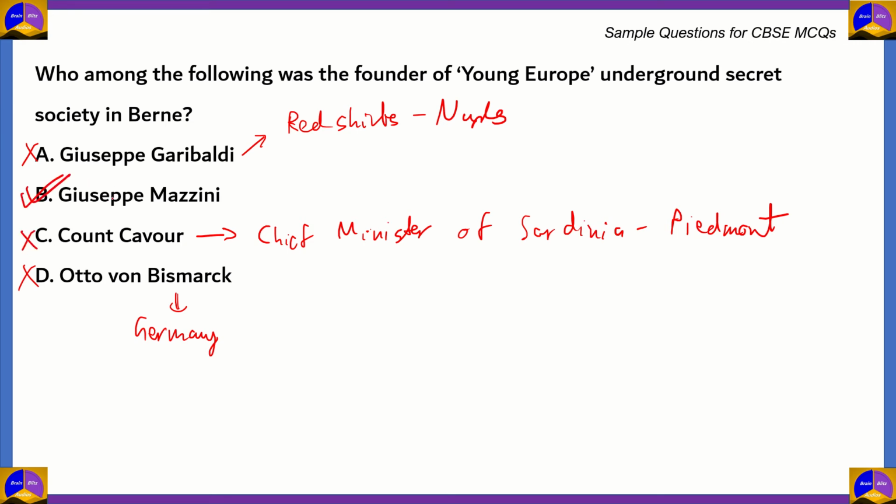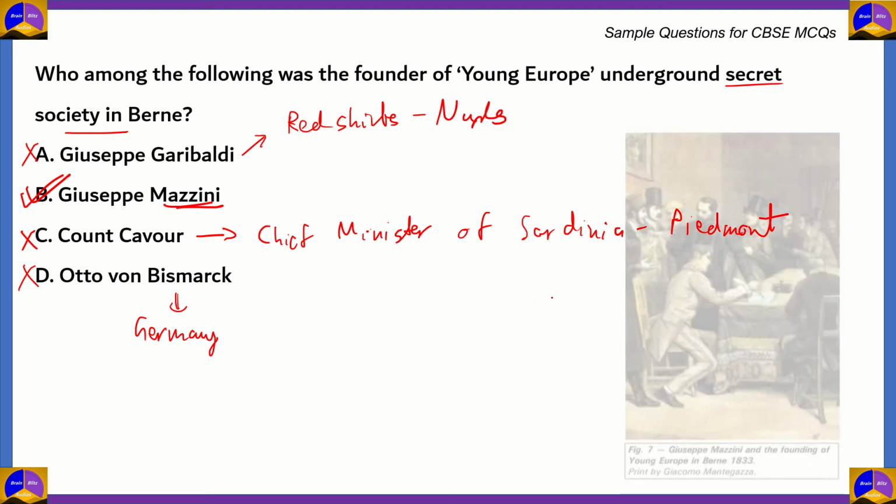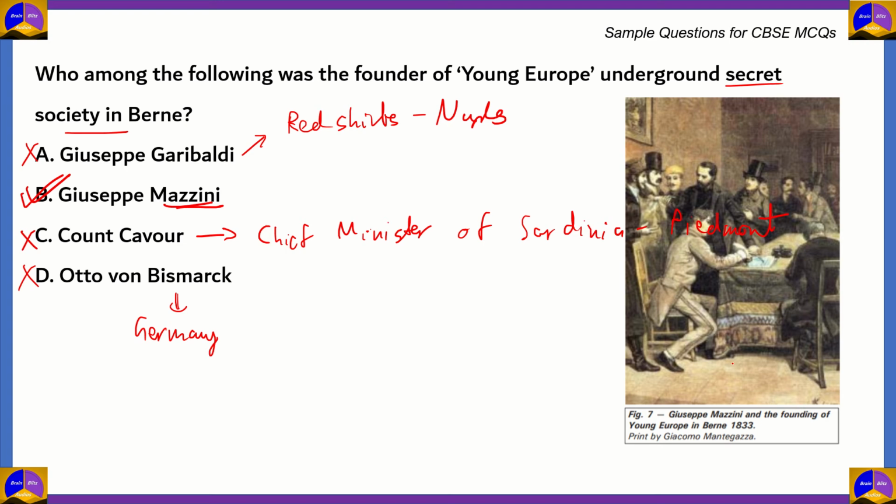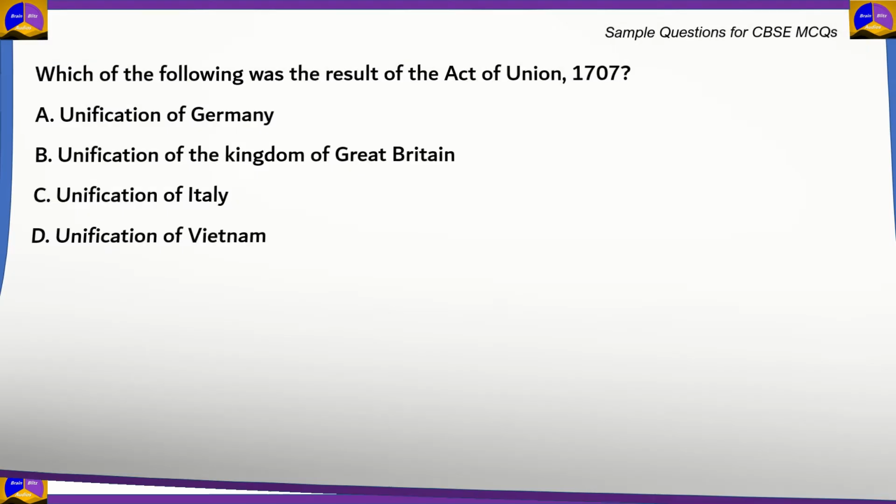The correct answer is option B, Giuseppe Mazzini. Mazzini was the architect behind the underground secret society Young Europe, which was founded in Bern, and he was also responsible for forming Young Italy, which was formed in Marseille. As you can see here, this is from page 12 of the first chapter, Rise of Nationalism in Europe, and this is the print on that page which shows Giuseppe Mazzini and the founding of Young Europe in Bern in 1833. So therefore, option B, Mazzini, is the correct option for this question.